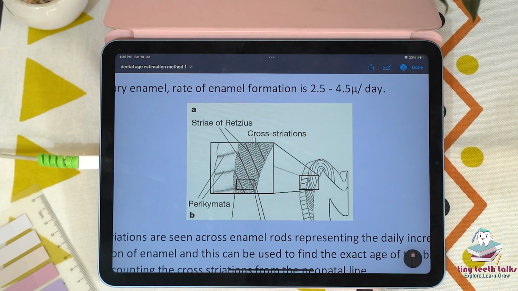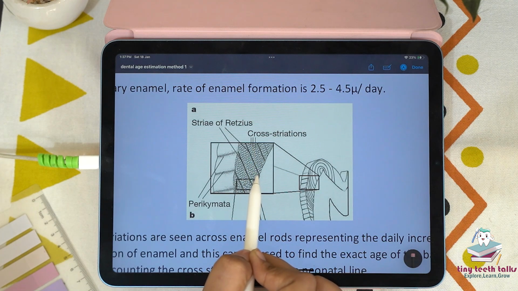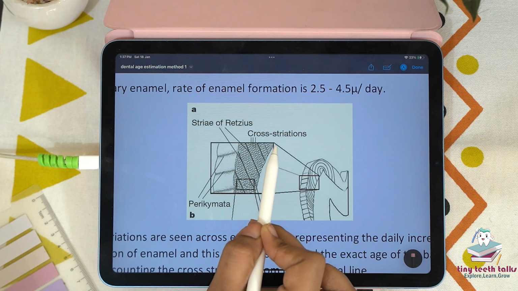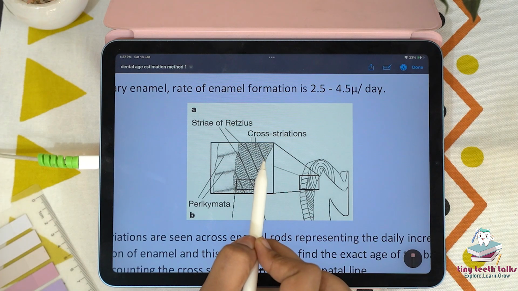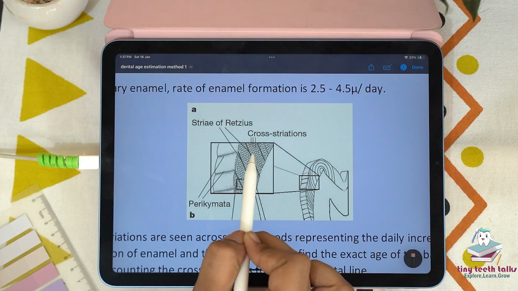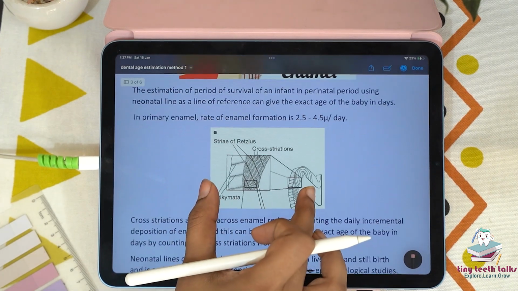Cross striations are fine microscopic lines that run across enamel rods, and they represent the daily incremental growth of enamel, showing the daily rate of enamel deposition. So these are the enamel rods, this big one. These are cross striations, and this is the neonatal line. So from the neonatal line, we can count these cross striations and estimate the age of babies in days.